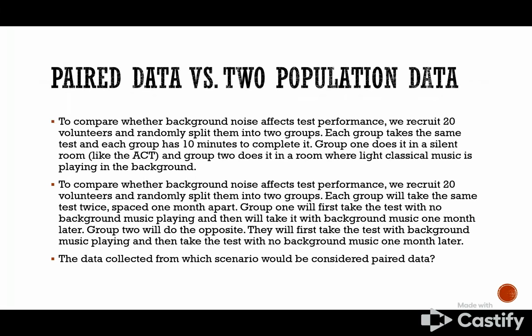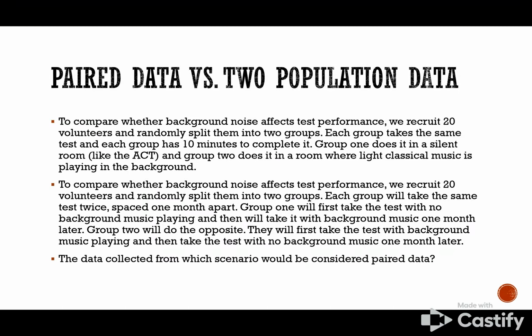This would be a great opportunity to pause, discuss, come up with your answer before I tell you. Paired data would be this second scenario. Paired data is when we collect two pieces of data from one individual. This comes from a matched pairs experiment where each person does both treatments. Scenario 1 here is an example of two population data where we have two different groups that each give us one piece of data.